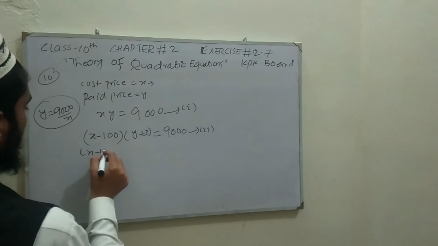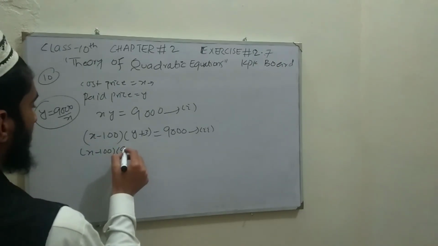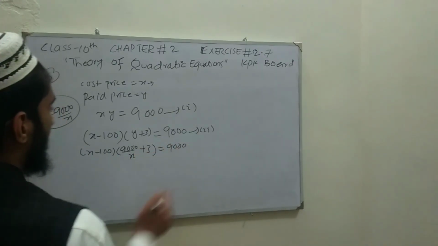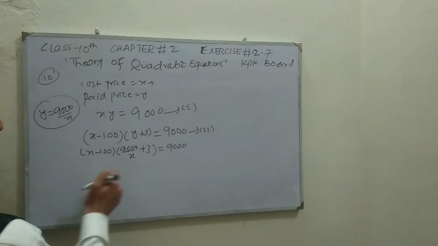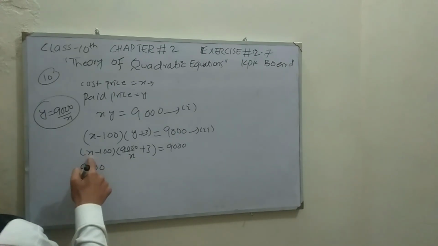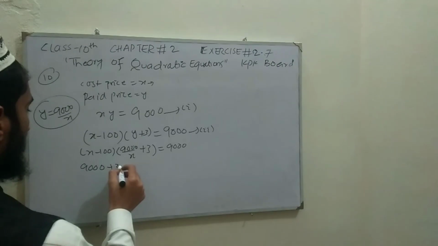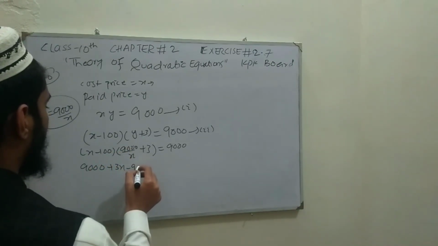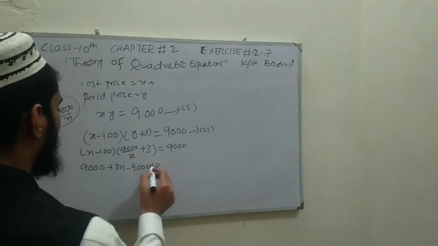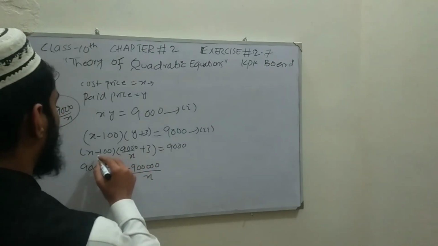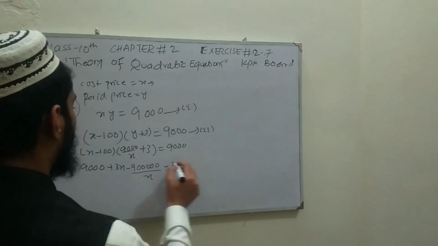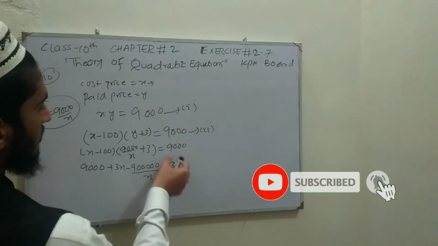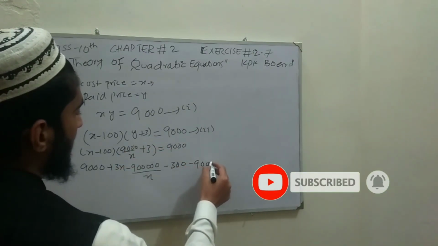So (x minus 100) multiplied by (y, which is 9,000 divided by x, plus 3) is equal to 9,000. Multiply x with 9,000 over x, so x cancels out with x, and we are left with 9,000. Multiply that same x with 3, it gives us 3x. Multiply 100 with 9,000 over x, it becomes 900,000 divided by x. And 3 multiplied by 100 gives us minus 300. Shift plus 9,000 to the left-hand side, it becomes minus 9,000 is equal to 0.